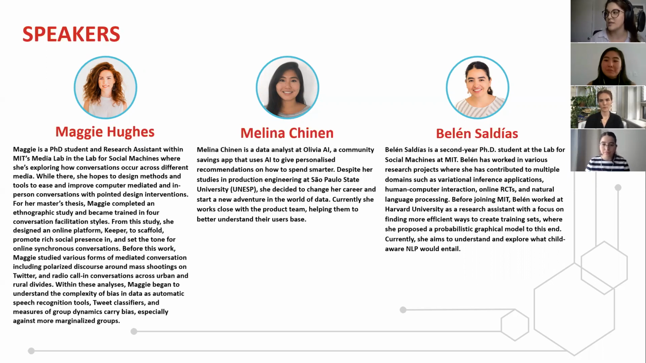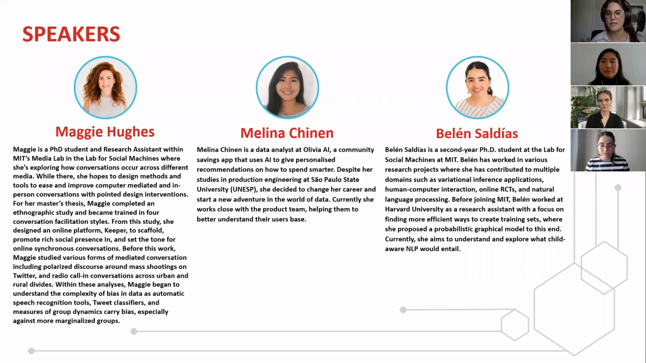And the last panelist, Belen Saldias, is a second-year PhD student at the Lab for Social Machines at MIT. Belen has worked in various research projects where she has contributed to multiple domains, such as variational inference applications, human-computer interaction, online RCTs, and natural language processing. Before joining MIT, Belen worked at Harvard University as a research assistant with a focus on finding more efficient ways to create training sets, where she proposed a probabilistic graphical model to this end. Currently, she aims to understand and explore what child-aware NLP would entail.